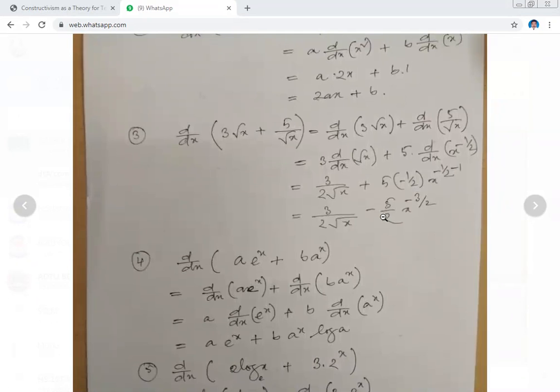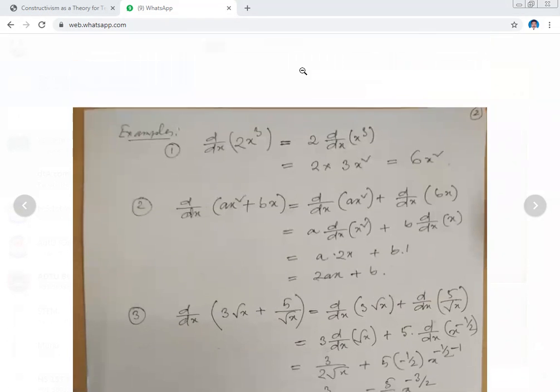So basically, two properties were given in the last part of the last class. A few basic examples were discussed using the x to the power n formula and two properties. And these are the applications of those two properties.